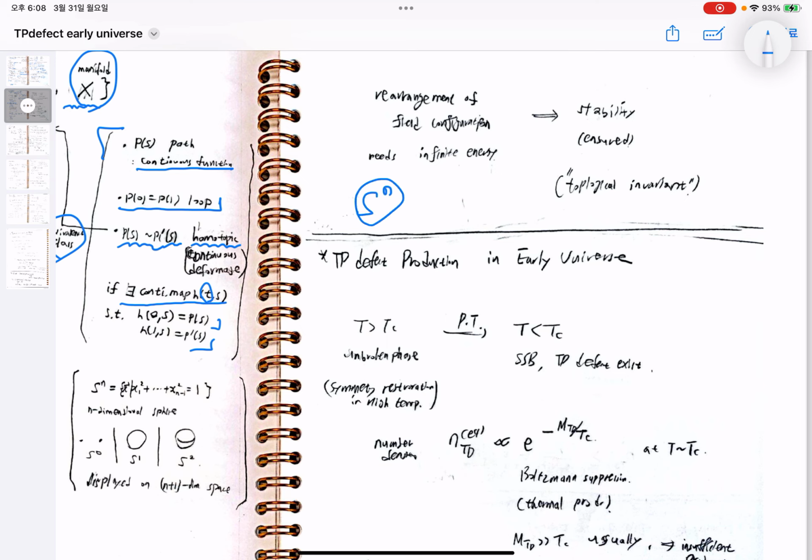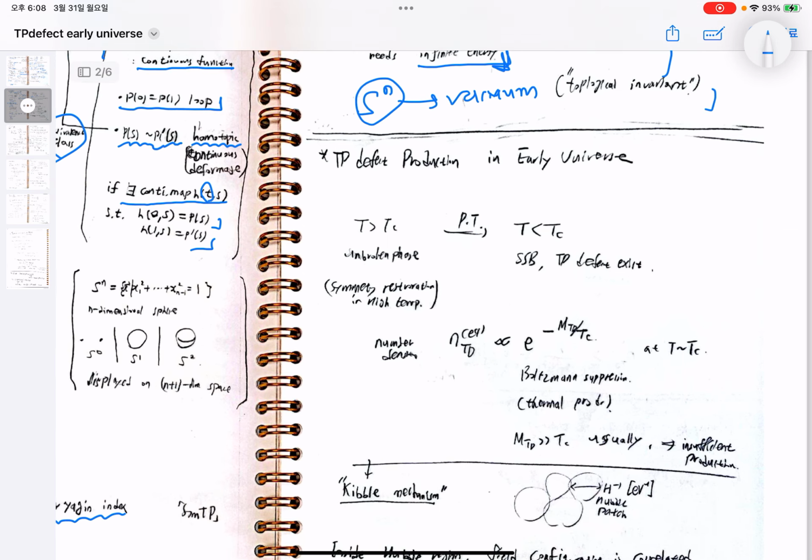special infinities are assigned to each vacuum for each mapping of the coset. So if we rearrange the field configuration, it requires infinite energy, so that it is impossible. So it ensures stability by the topological invariant quantity.